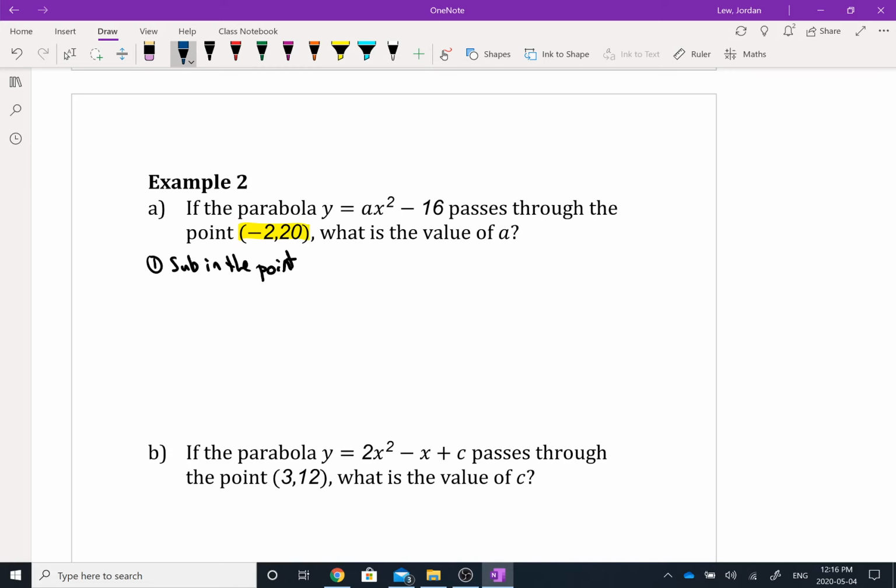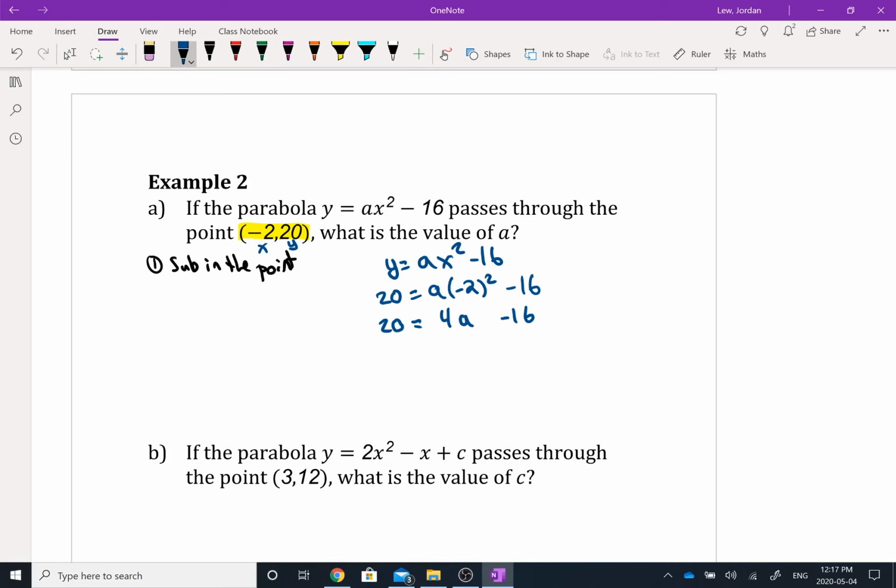So in this case, we have y equals ax squared minus 16. My y value again comes from the point. So 20 equals a, which I don't know, times x squared, which is negative 2 squared now, because I'm replacing the x, then minus 16. I'm going to simplify first. So a times negative 2 squared becomes a times 4 minus 16. Or I can rewrite this as 4a minus 16.